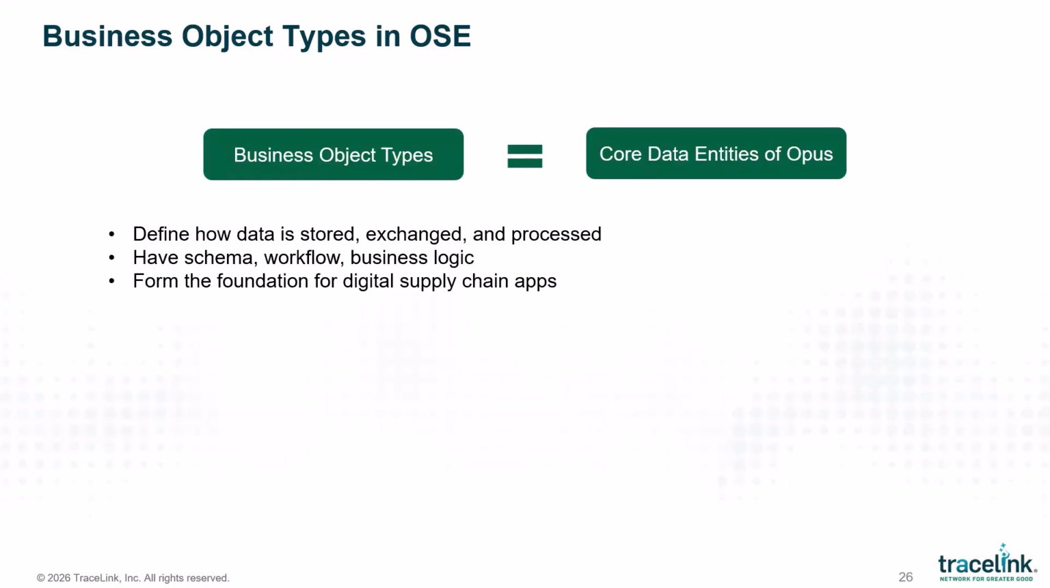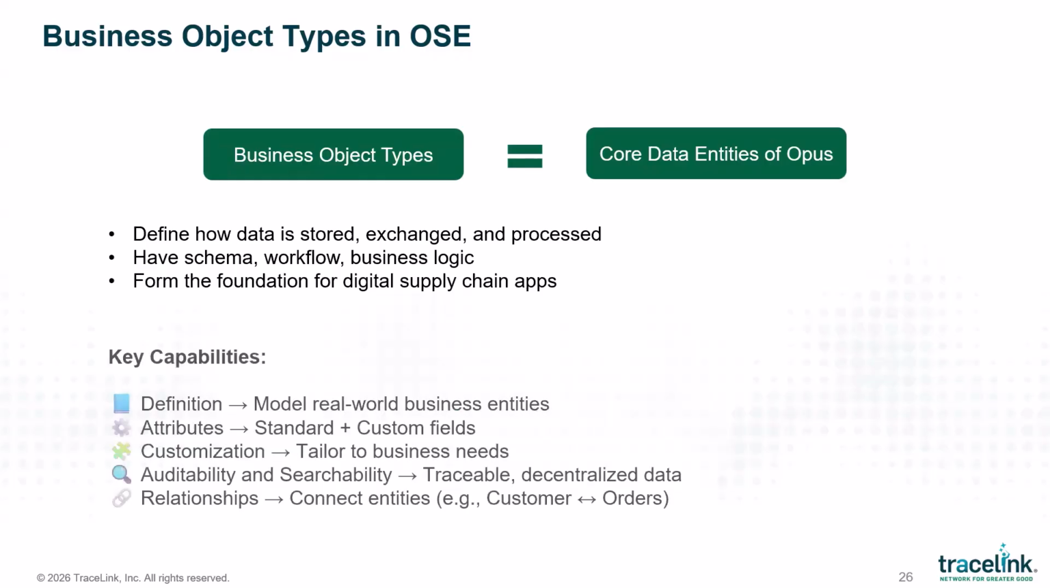Each object type has a schema, data model, a workflow, state transitions, and business logic, rules and validation. They can be customized to include unique attributes per organization. They also support auditing for traceability and can participate in searchability for decentralized ownership. Finally, they maintain relationships with other object types. For example, customers link to their orders, creating a full digital thread across the supply chain.